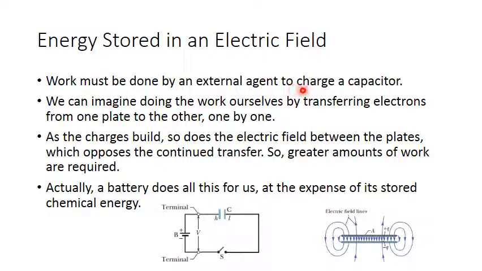So work must be done by an external agent to charge a capacitor. We can imagine doing this work ourselves by transferring electrons from one plate to another one by one. Effectively, as the charge is built up, as we transfer negative charge from the positive plate to accumulate them in the negative plate, there will be electric field built up. This electric field introduces an additional force, which requires more extra work to move any extra charges. So as the charge is built, so does the electric field between the plates, which opposes the continued transfer. In this case, a greater amount of work is required to move extra charges from the positive to negative plate.